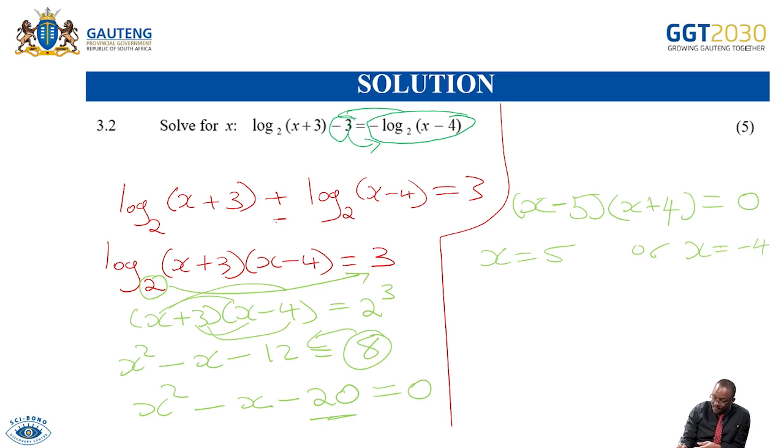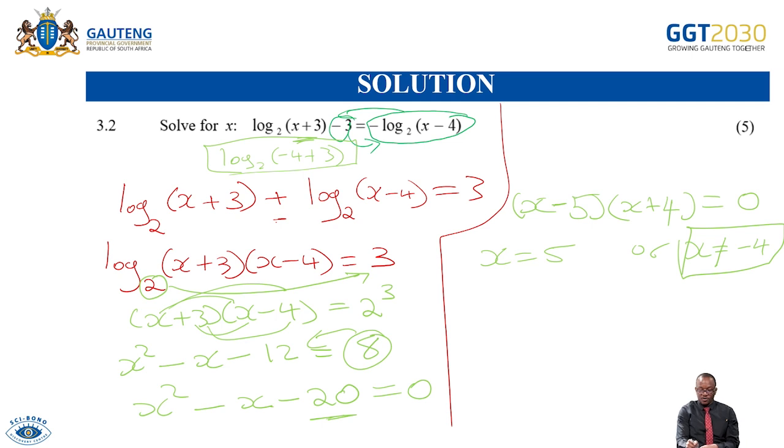Then we spoke about the negative: can the log be a negative number? If we substitute it here, it's going to be log base 2 of negative 4 plus 3. Automatically, it's going to be negative 1. Then everything will be undefined there. So that's why we're saying we can't have the log of a negative number. So that's how basically you solve these type of questions.